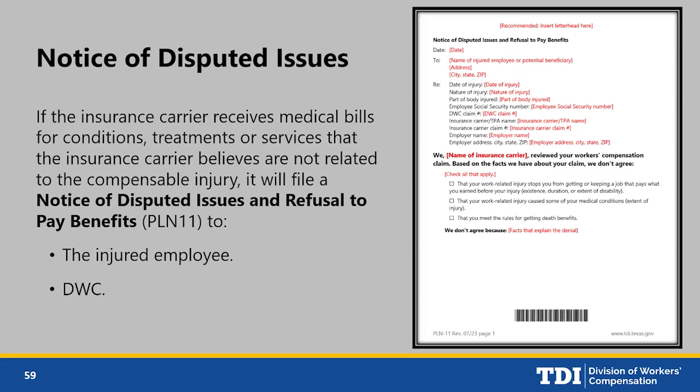And they're going to send it to the injured employee and to the Division of Workers' Compensation. If you're the healthcare provider, you might want to ask the adjuster for a copy of it if you know it exists, but this can happen at any time during the life of that claim. So this is a PLN 11. It's not saying that there was no compensable injury. What it's saying is there's something in there that they believe they're not responsible for, because an insurance carrier should only be paying for medical services that are related to a compensable injury. If it's ordinary diseases of life or services that aren't related, they're going to question that.